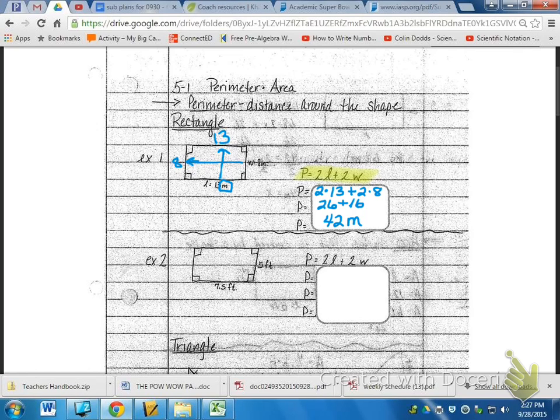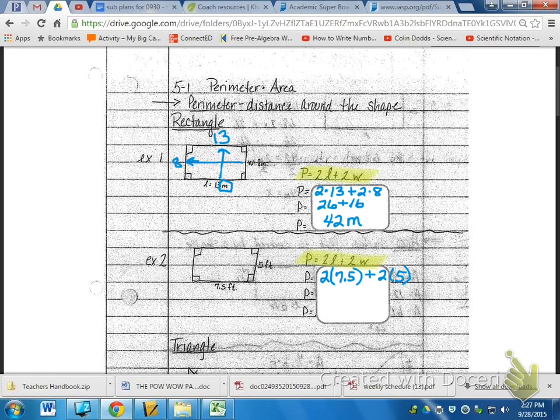Alright, example 2. In this rectangle, it looks like the length is 7.5 feet and the height is 5 feet. So again, on this problem, just like the first one, I use the formula, which is perimeter equals 2 lengths plus 2 widths. Does somebody want to try this one? Tora, what would we do? We would do 7.5 times 2. Okay, this time I'm going to use parentheses for times because of the decimal. So 2 times 7.5 plus 2 times 5.